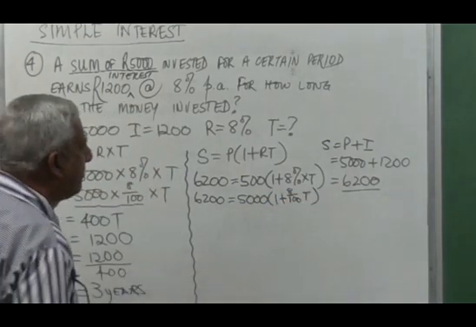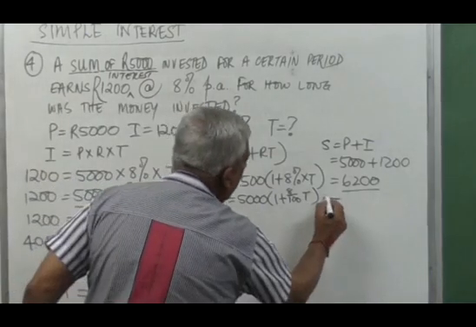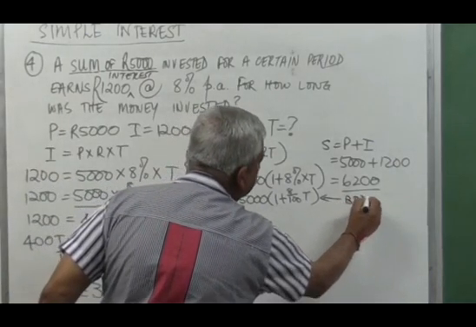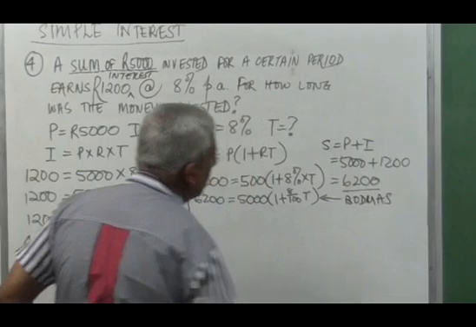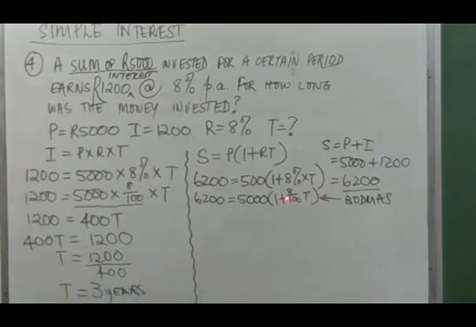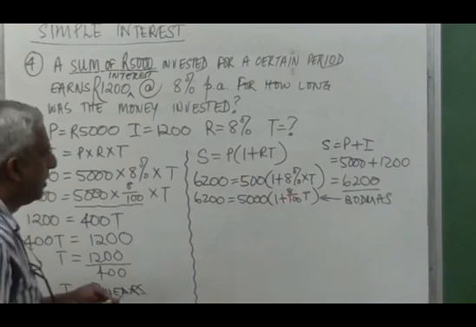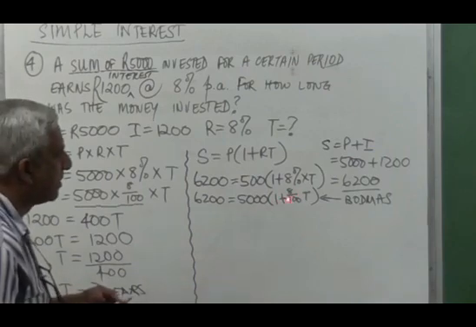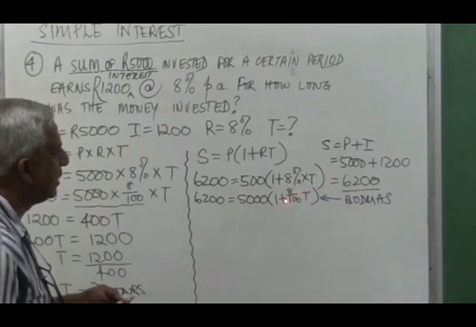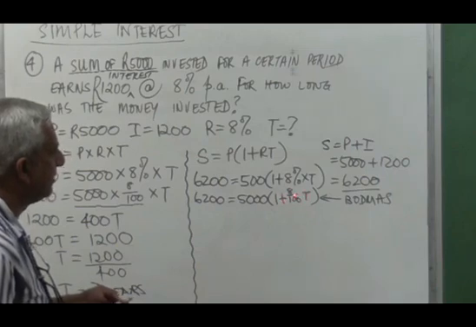Now you must be very careful. The rule of BODMAS applies here. So, you cannot add these two numbers because the rule of BODMAS applies. These two are being multiplied. 8 over 100 is multiplied by t. So be careful.